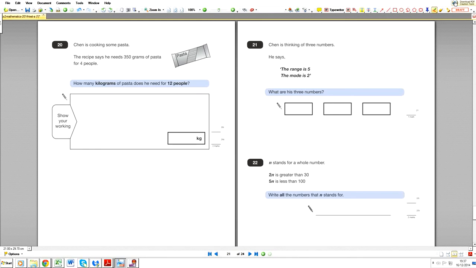Okay, we're getting towards the end of the paper now. I think that's the last page now.